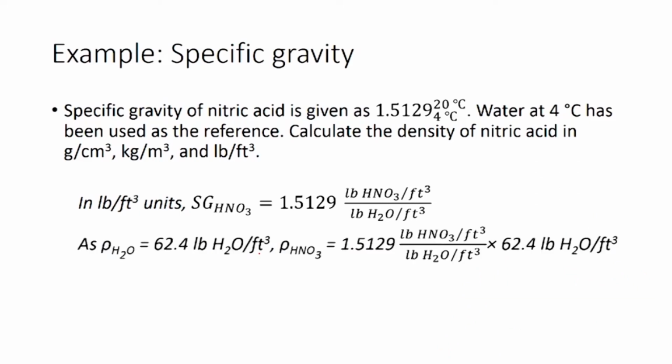Using the density of water as 62.4 pounds of water per feet cube, I can calculate the density of nitric acid as 1.5129 times 62.4, giving a final value of 94.4 pounds of nitric acid per feet cube. The units of pound of water per feet cube cancel off to finally give you the units of pounds of nitric acid per feet cube, which would be the units for the density of nitric acid. As you saw, based on the units which we have used for the specific gravity, we use the appropriate densities for water to multiply, thereby getting the density for nitric acid in the different units.